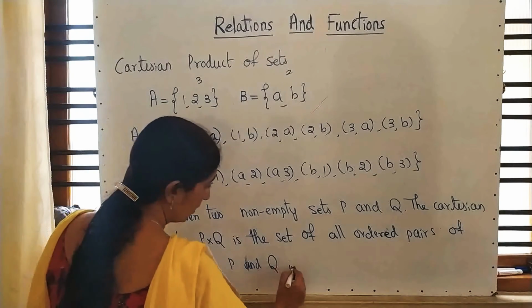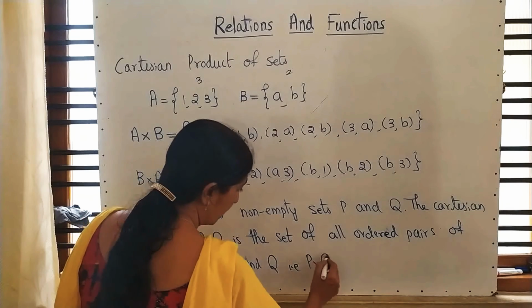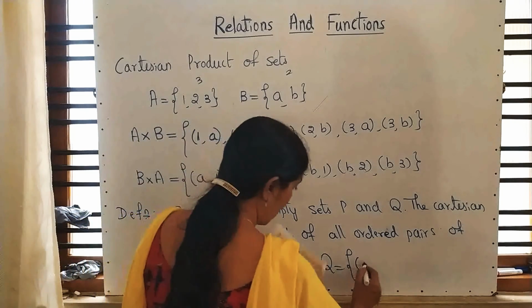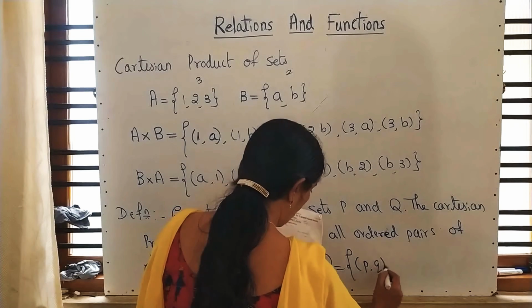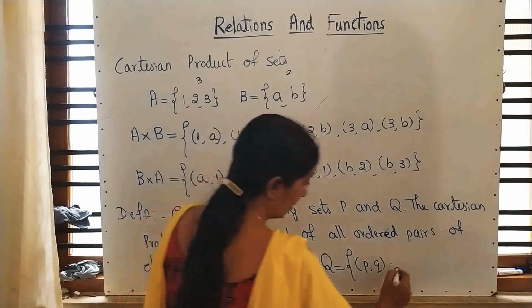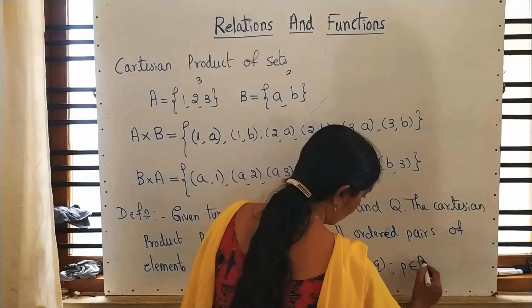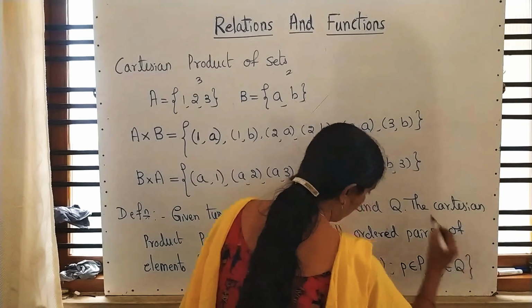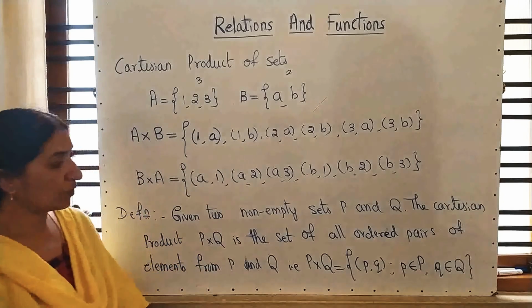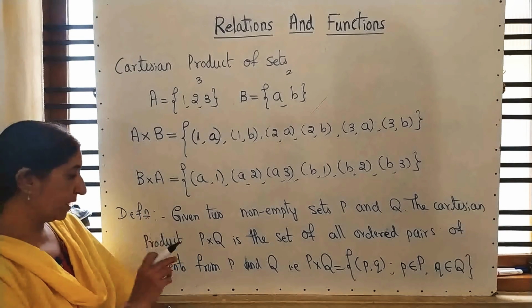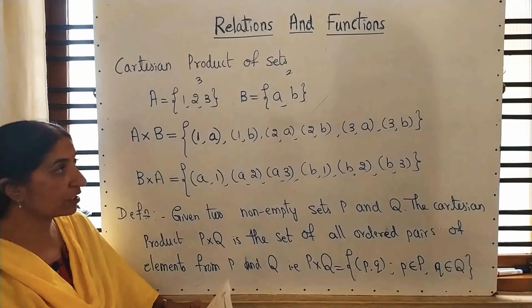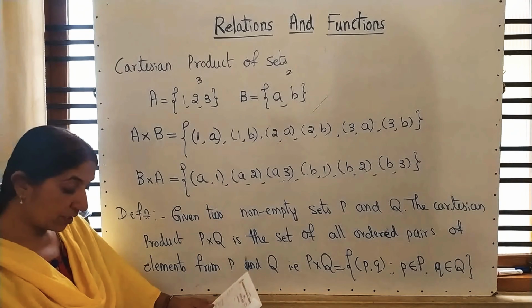That is, P cross Q is equal to the set of elements in the form (p, q). The elements are written by small letters, where p belongs to the first set P and q belongs to the second set Q. Correct or not? Remember. Is it simple or what? So please write down this definition in your notes. Now the Cartesian product is completed.